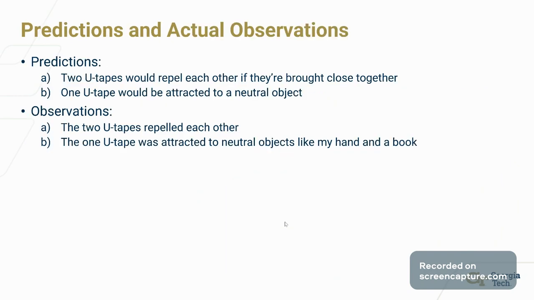So my predictions of this lab were that the two U-tapes would repel each other and that both tapes would be attracted to a neutral object. My observations were correct. They did repel each other, and they were attracted to neutral objects like my hand, and I also tested it with a book.